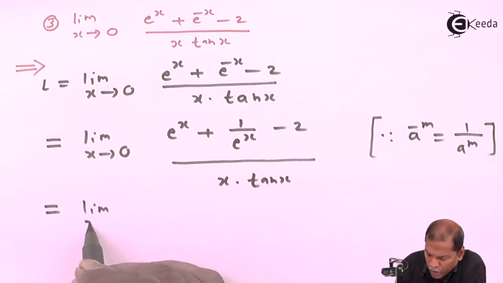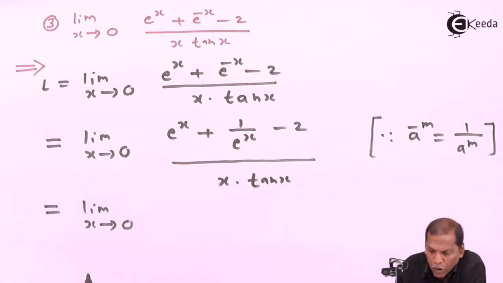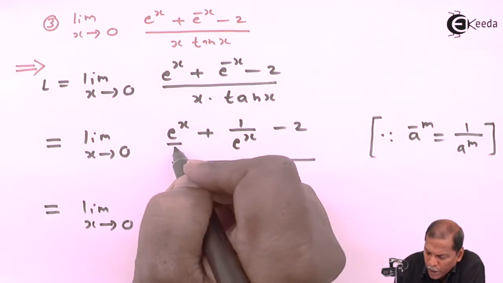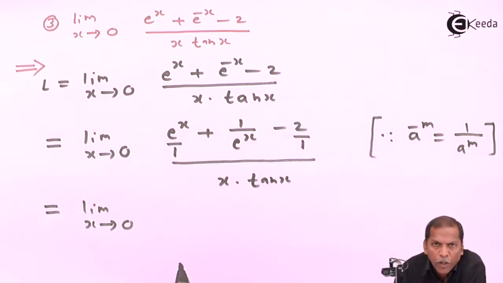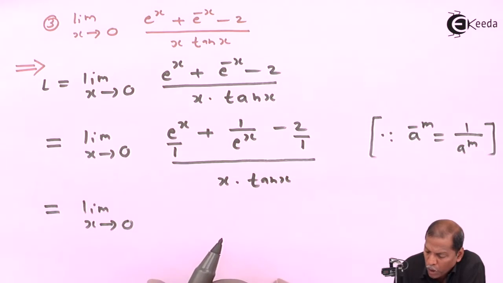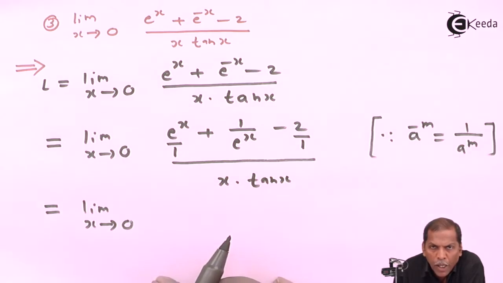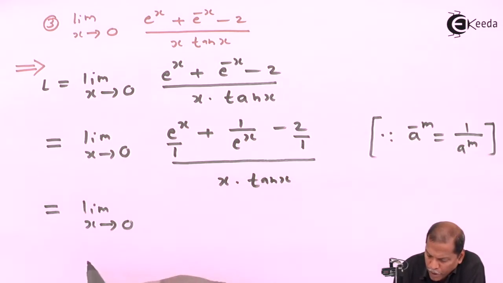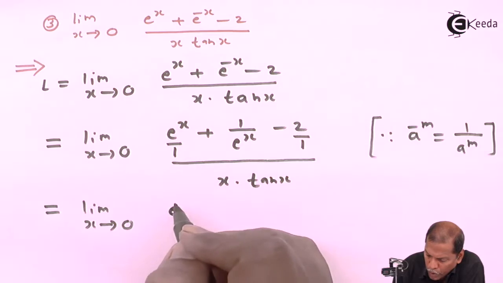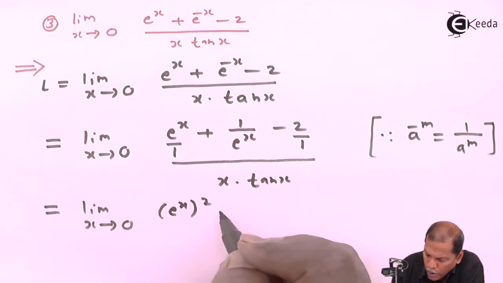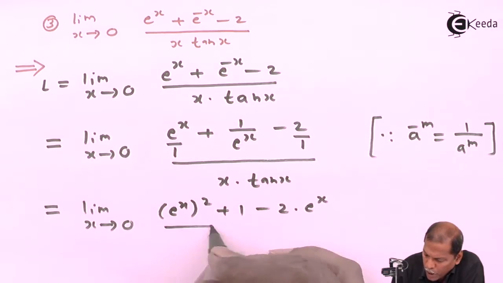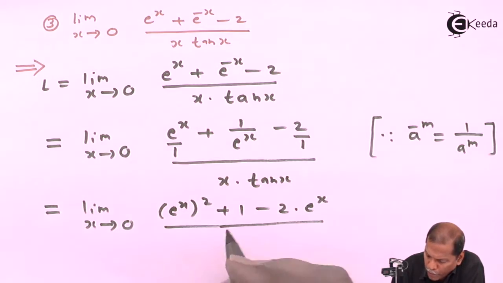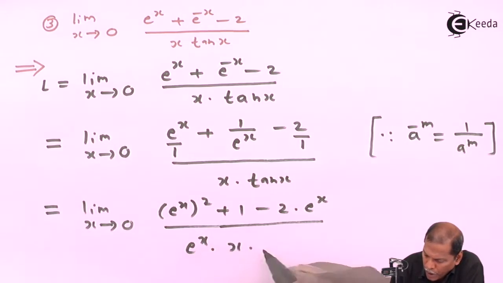The next step will be the limit as x tends to 0. Now e^x can be written as e^x upon 1, and minus 2 can be written as minus 2 upon 1 in the numerator. Now in the numerator we have e^x as the LCM. So the next step will be the limit as x tends to 0 of ((e^x)^2 + 1 - 2 e^x), totally divided by e^x into tan x.